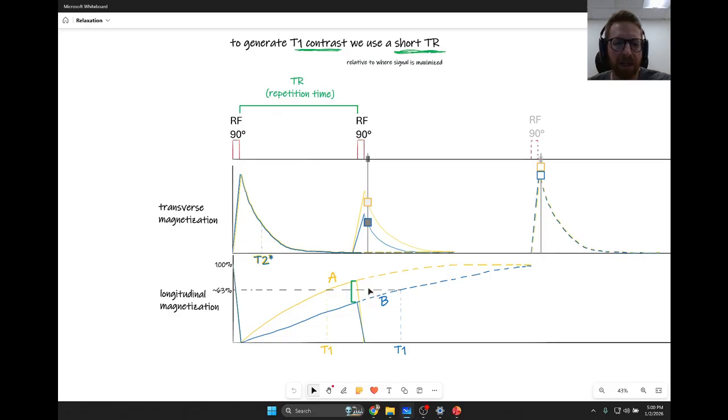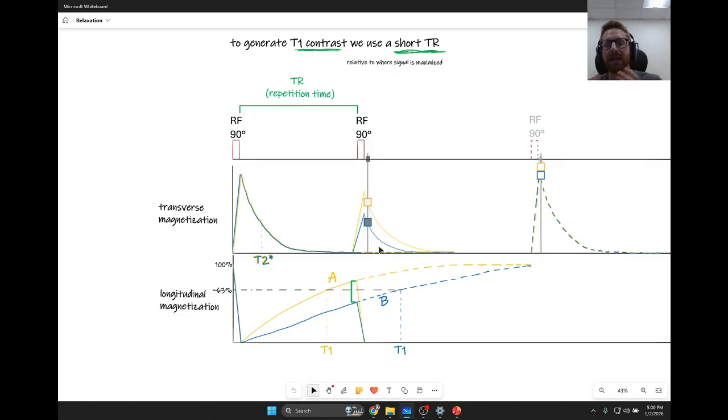And look what happens. When we flip the longitudinal magnetization for tissue A into the transverse plane, it has more longitudinal magnetization to start with, and so it's going to achieve a higher starting transverse magnetization. When we flip the longitudinal magnetization of B into the transverse plane, it doesn't have as much longitudinal magnetization as tissue A, and so it's going to start with less transverse magnetization.